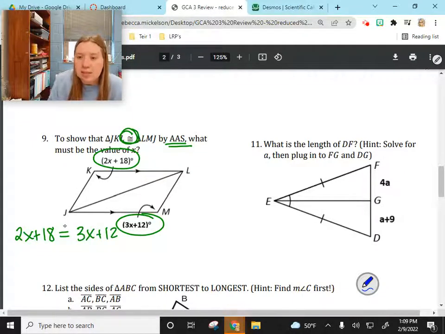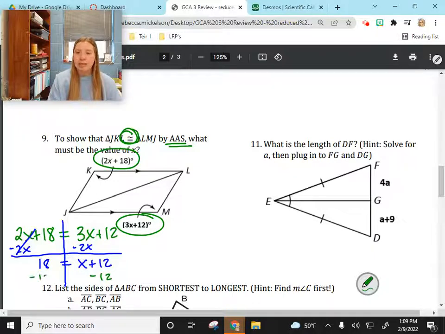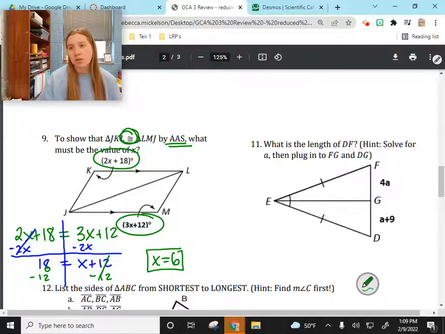If you are one who likes to keep their work organized by drawing this line right here, you can do that. I first noticed that I have an x on both sides of my line, so I need to move the smaller one over by subtracting 2x from both sides. So I'm going to get 18 equals x plus 12. And then I'm going to subtract 12 from both sides to get x by itself. 18 minus 12 is 6. So x has to be 6 for those two triangles to be congruent to each other.